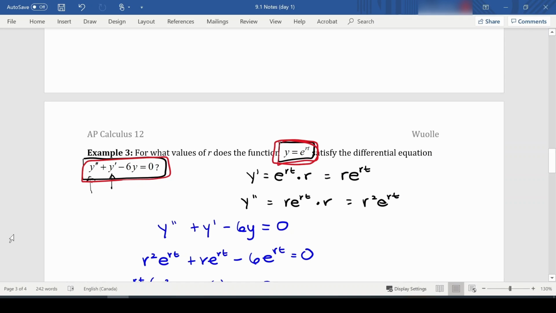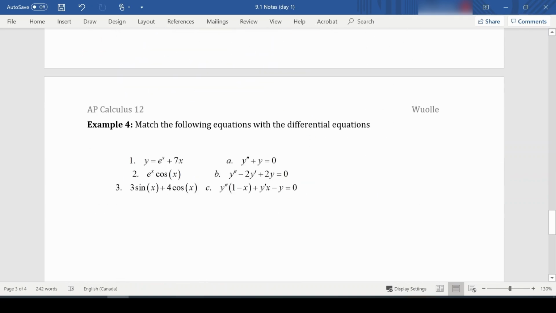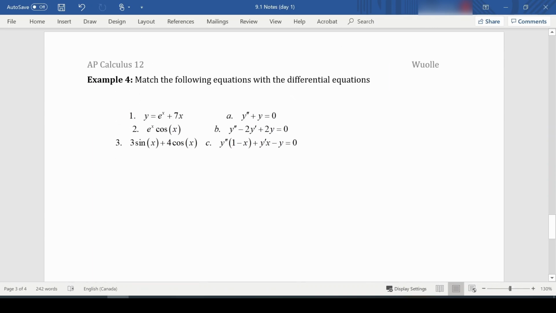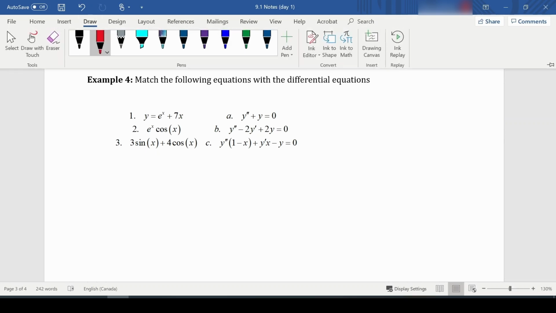All right, last one. We're going to match the following equations with the differential equations. So which of these equations could we plug into these differential equations so that they would actually work out? So each of these have a y double prime and a y prime in them. So we might want to go through and find y double prime and y prime for each of these. I'm just going to work my way from the top down. So I'm going to do number 1 first and see which works. And then do number 2, and then number 3 would have to work with the remaining one.